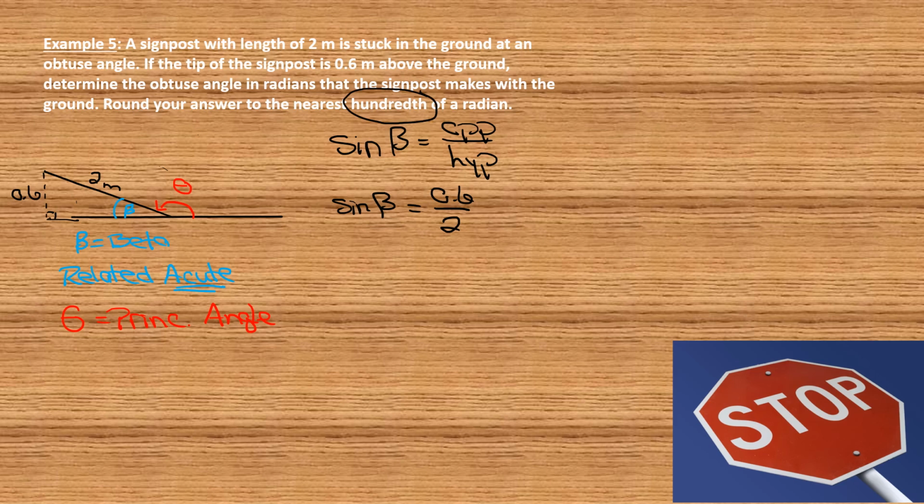That's telling you decimals. You do inverse sine of 0.6 over 2, and your beta angle is 0.3. It says hundredth, so I put a 0 there, 0.30. But we need to find theta. To find theta, what are we going to do to find theta?